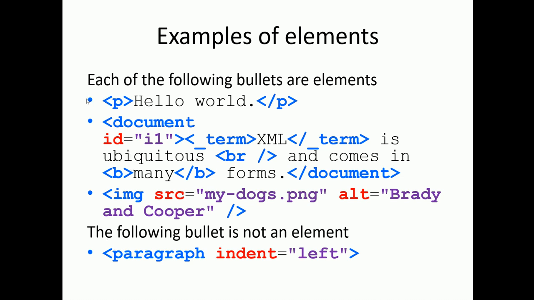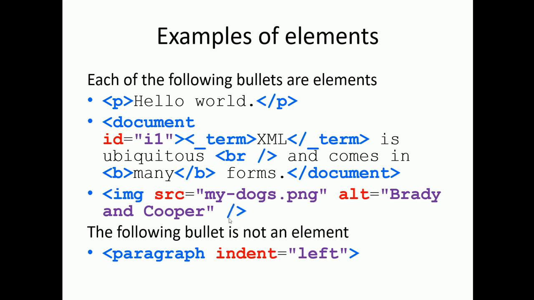So these are examples of elements. In each of these bullets, never mind the bullet, it is not part of the element, but for example, paragraph, hello world, end tag paragraph is an element. Document with an attribute of ID with nested elements, term, end term, some text, an empty element here, some more text, a start tag, an end tag, some more text, and then this document close tag. This is an element. From here, document start, to here, document end is an element.